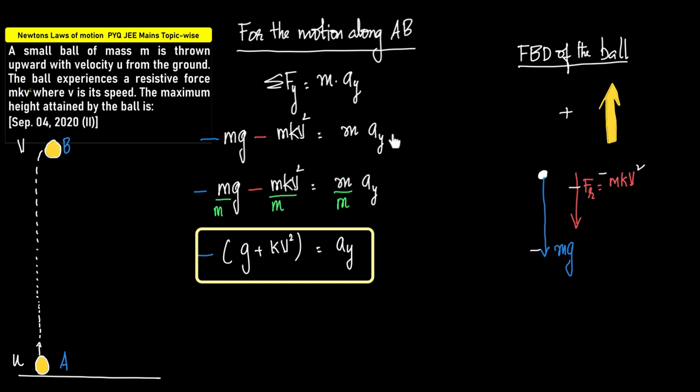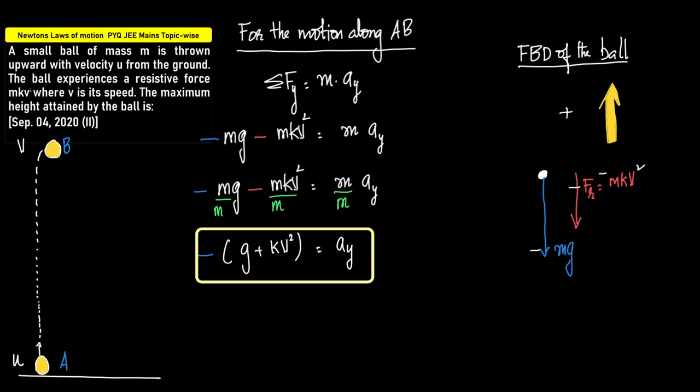Now I'll divide this complete equation by m. m by m is 1. I'll take negative common, so that becomes negative of g plus kv square is equal to ay. So the net acceleration on this body is the negative sum of g plus kv square.